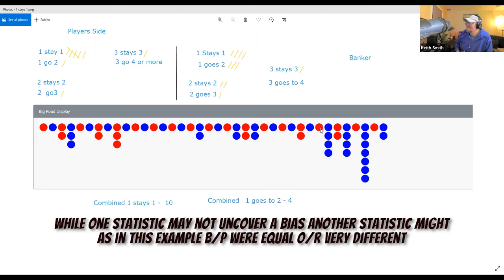And that's the beauty of all these statistics that we track in the app and at Beat the Casino. That's what we're trying to point out: you have to look a little bit deeper sometimes. Absolutely. So this is the simplest way how to win at Baccarat.